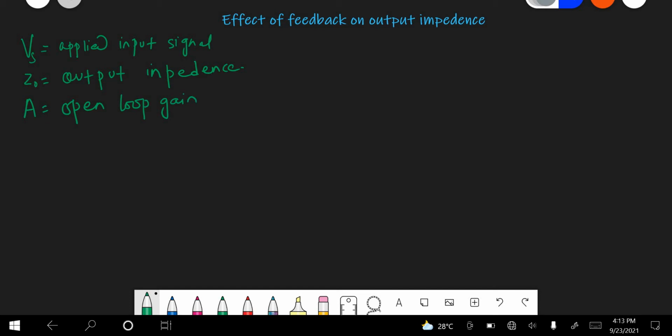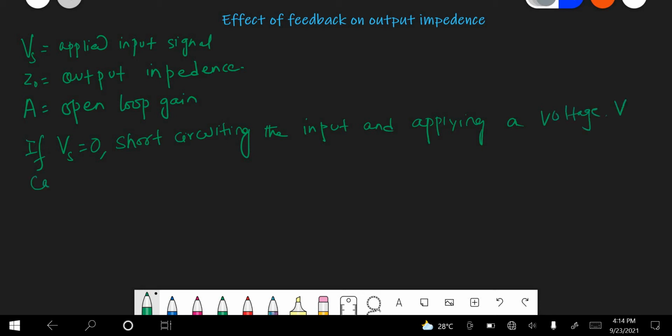Okay, so if Vs is equal to 0, that means short circuiting the input and applying a voltage V causing current I to flow, then we can write V is equal to I times Z0, that is output impedance, plus A Vi.